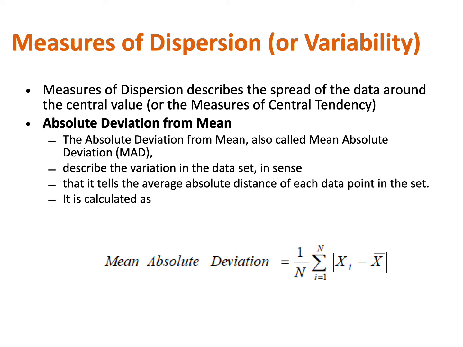Here what we can see is, first we estimate the mean of the data set or the population, and we take the difference between the mean and each data point in the data set, and then we take the absolute value, sum it, and take the average of that difference. So basically it gives us the variation of the data set.